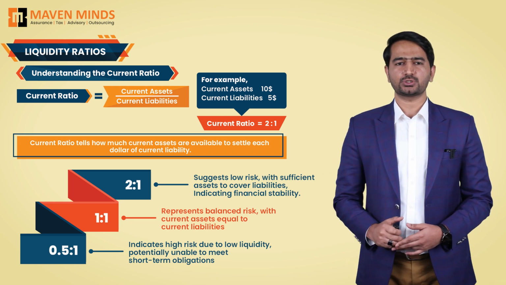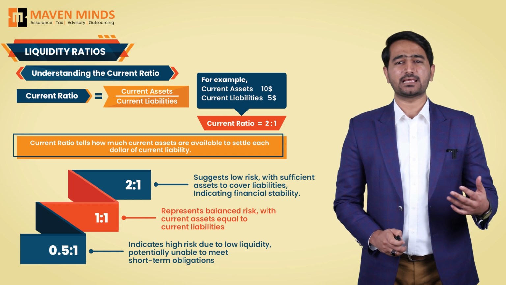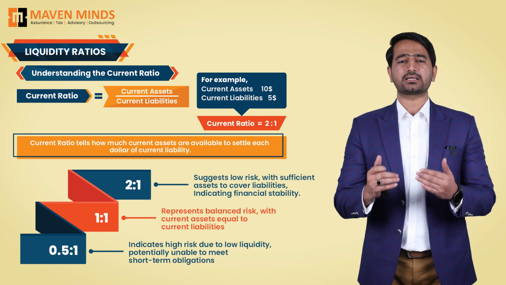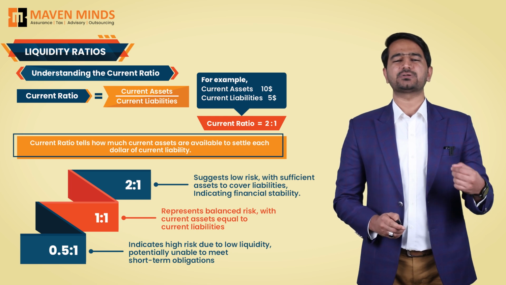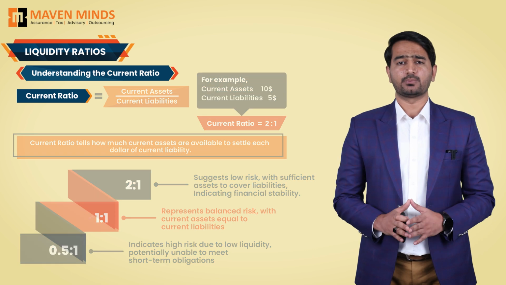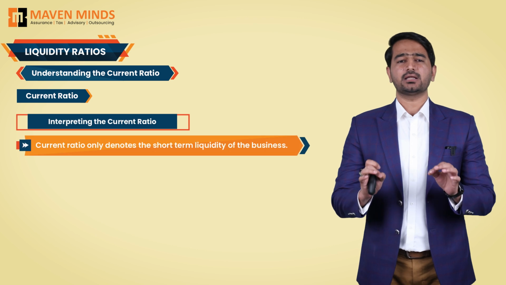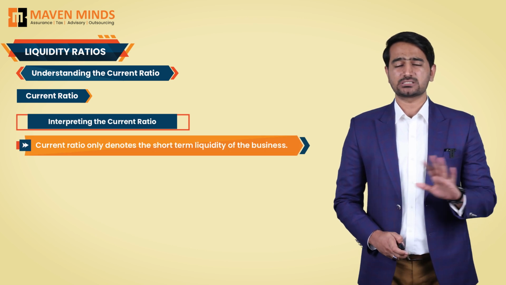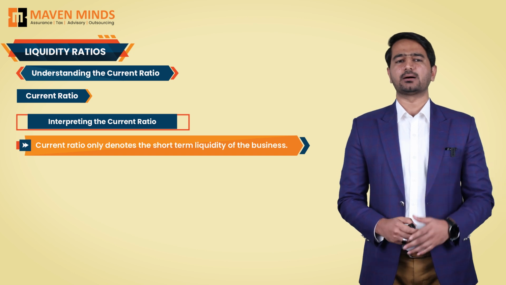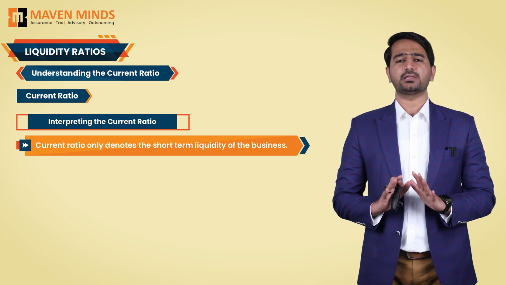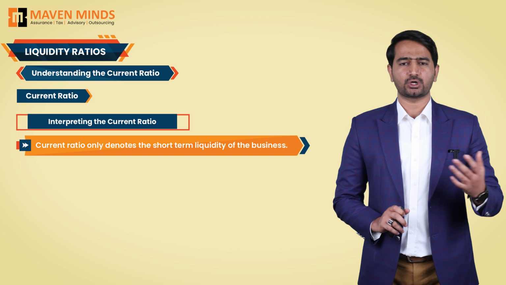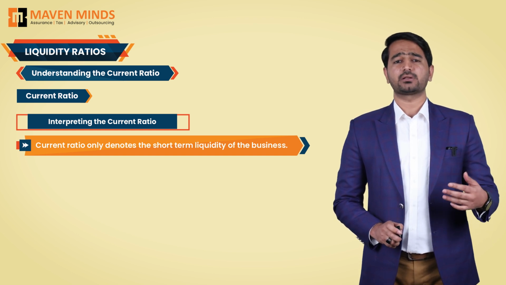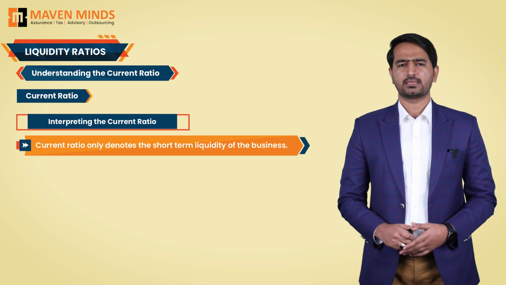The higher the current ratio, the more it tends to impress the short-term lenders, as they feel safer when a company has more current assets to easily pay off its current liabilities. However, remember that the current ratio only denotes the short-term liquidity of the business. It does not reflect the long-term viability of the company. It is possible for a company to appear liquid in the short term because it has taken on substantial loans, thereby temporarily boosting its cash levels.